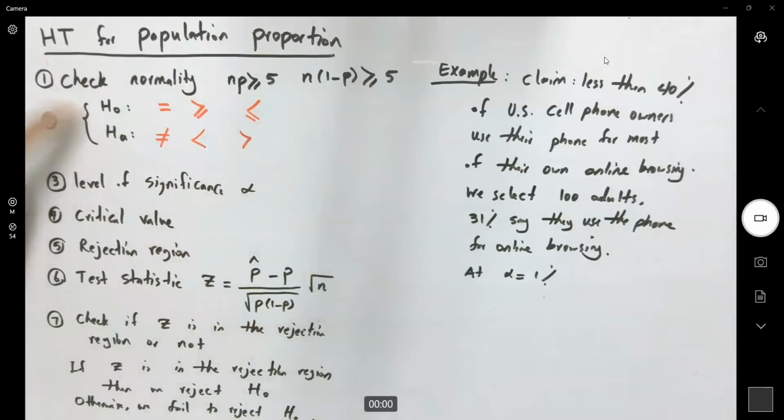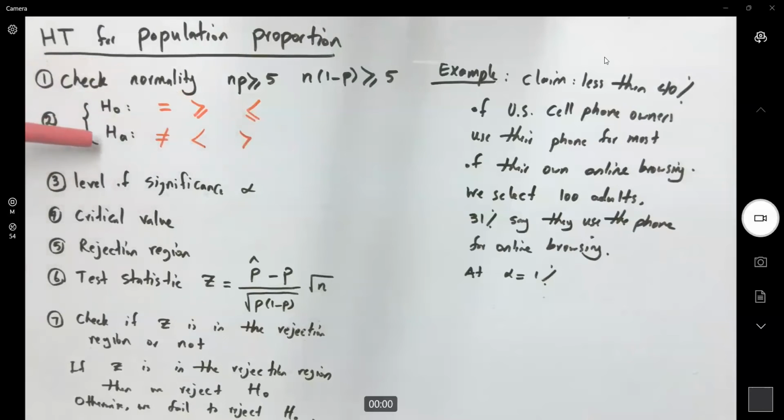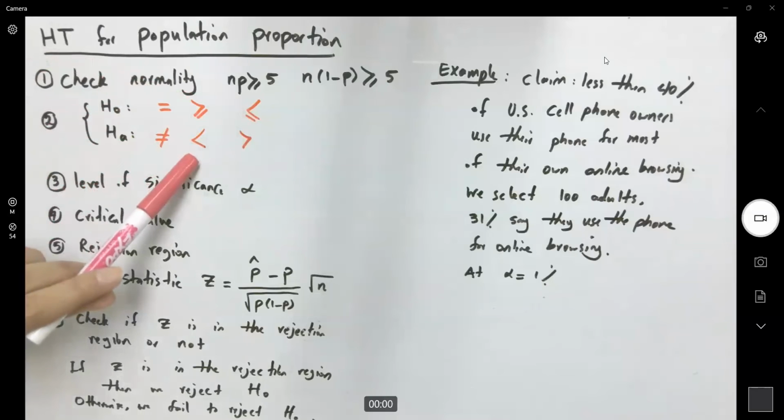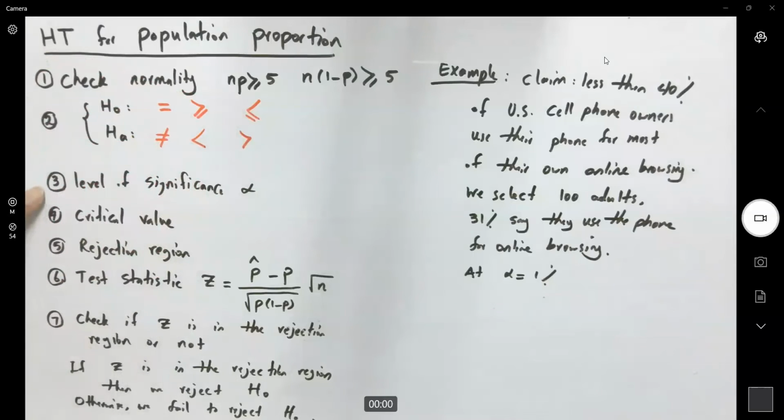The null hypothesis is a statement including equality: larger than or equal to, less than or equal to. The alternative hypothesis, which is the opposite, the complement of your null hypothesis, includes not equal to, it's not, less than, larger than. Then we go to step 3 to specify the level of significance, alpha.